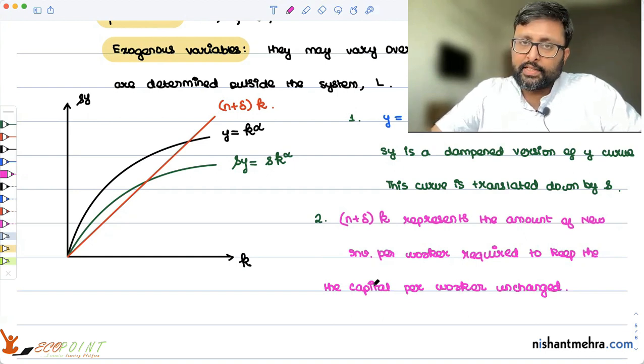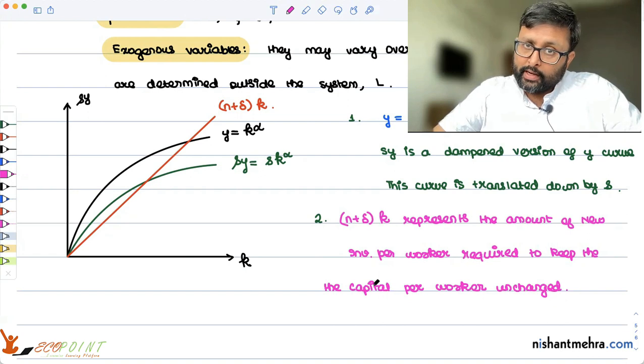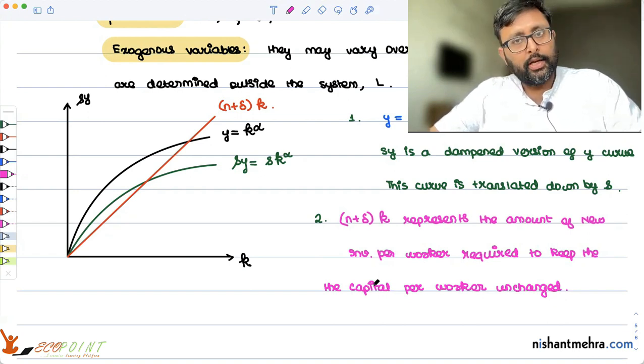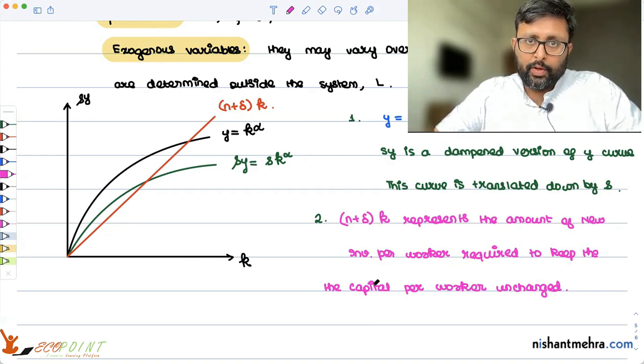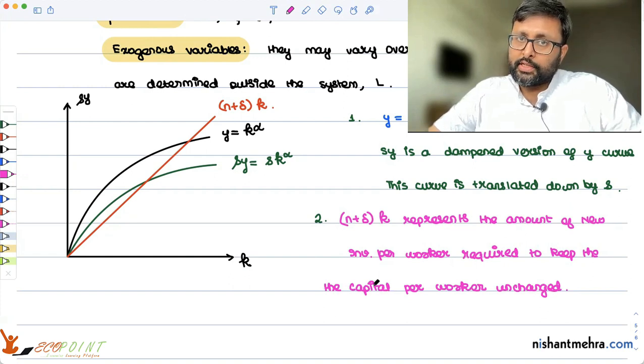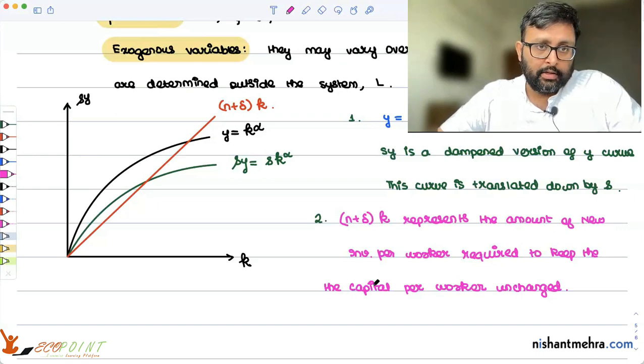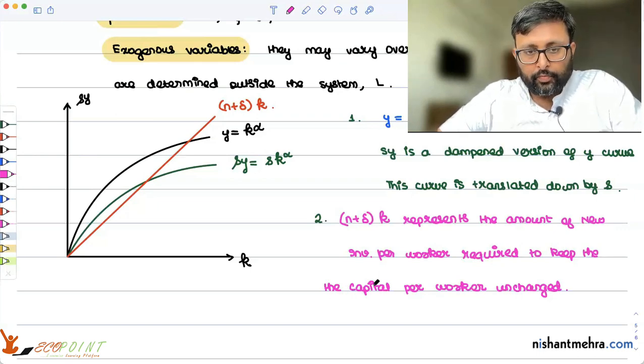If the number of machines added per worker is more than what is needed to keep capital per worker unchanged, then capital per worker will increase. If the number of machines added per worker is less than the number needed to keep capital per worker unchanged, capital per worker is going to fall. That's it, right?